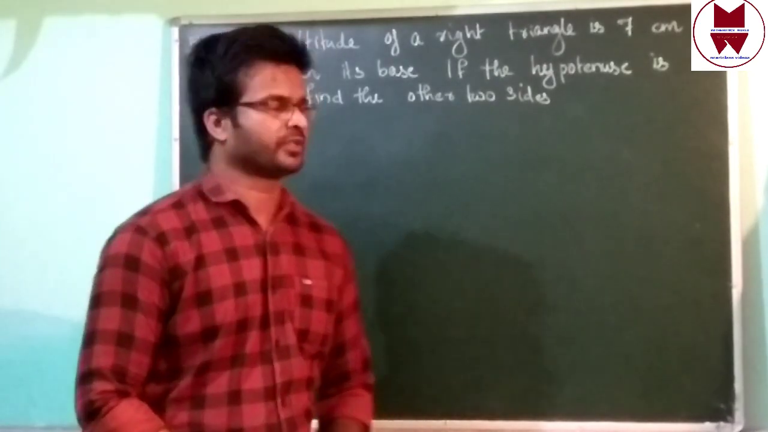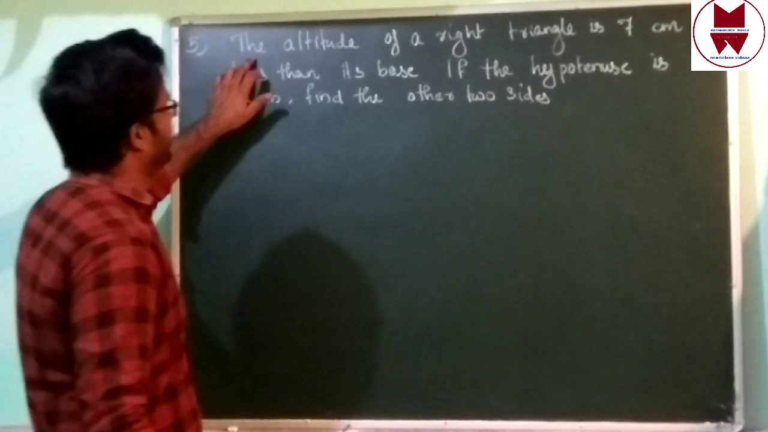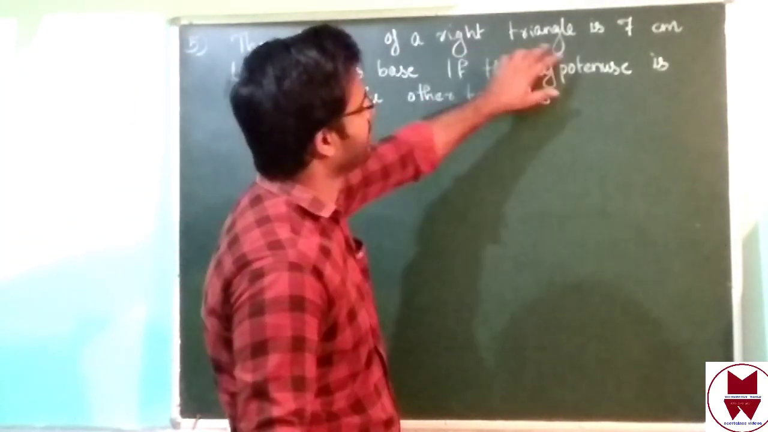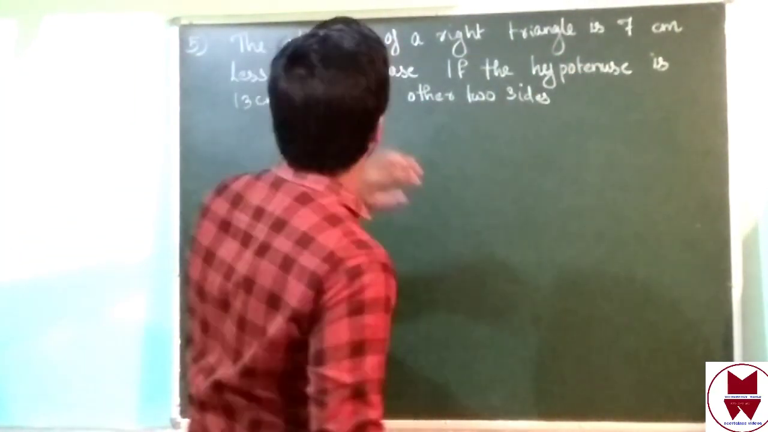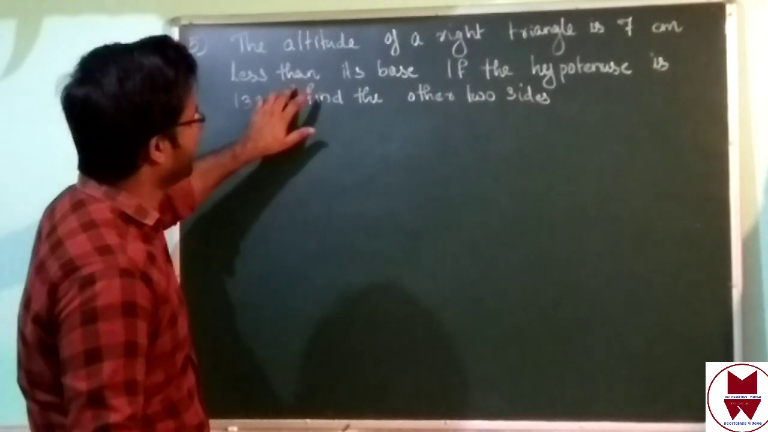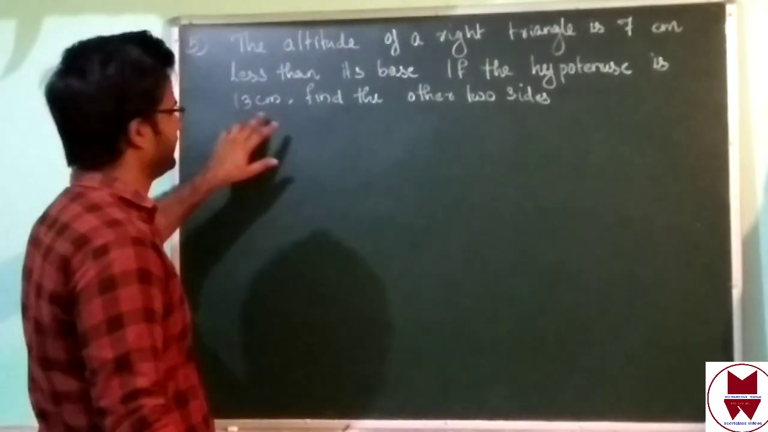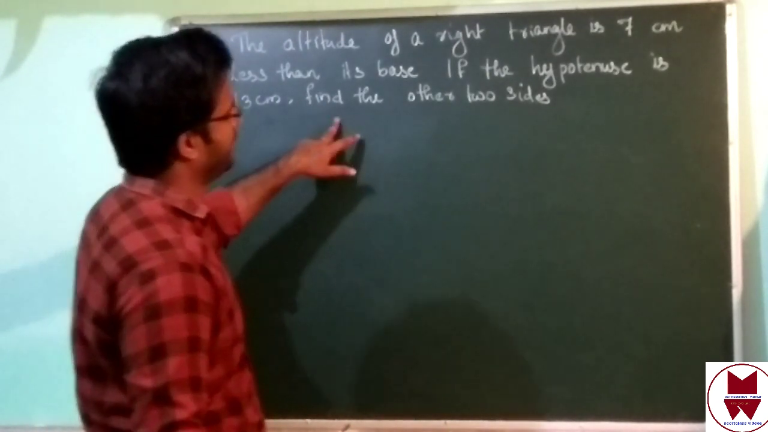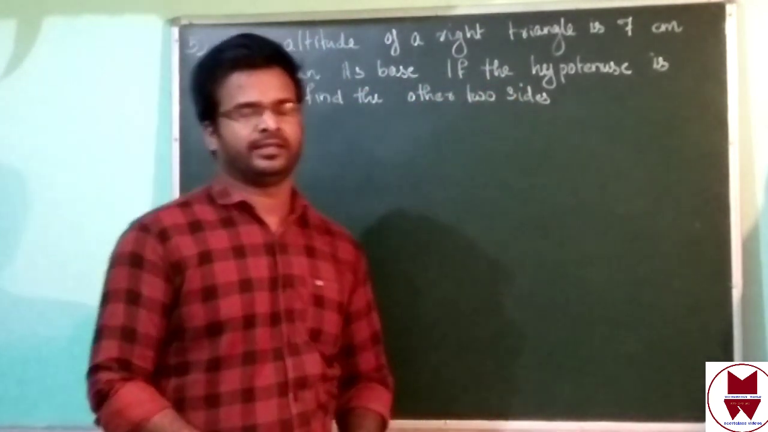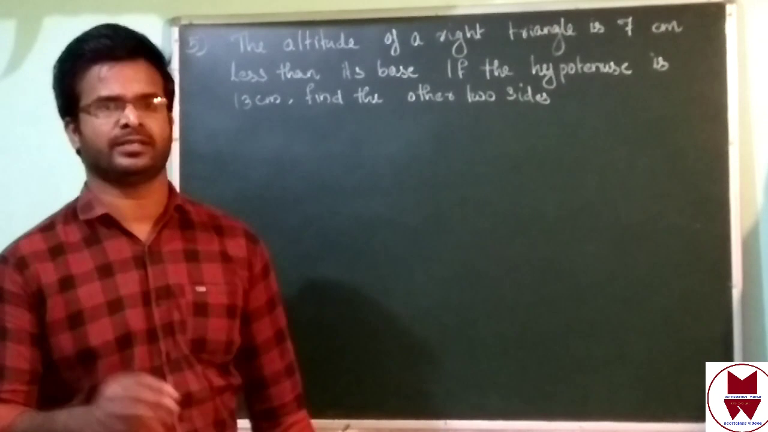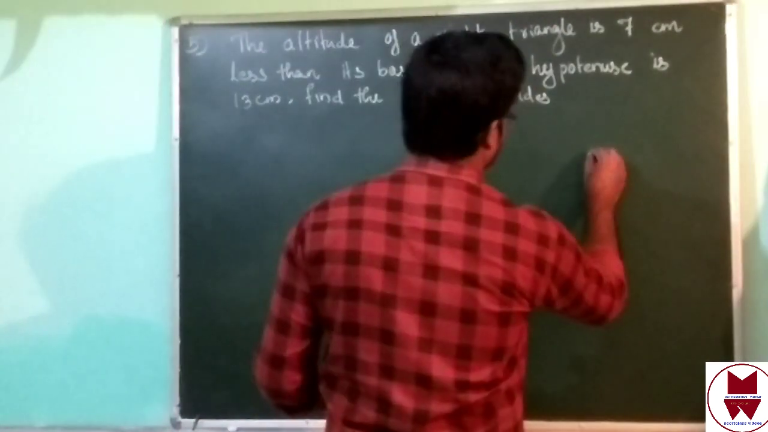We can see question number 5. The altitude of a right triangle is 7 centimeter less than its base. If the hypotenuse is 13 centimeter, find the other two sides. In here, we'll consider one right triangle.